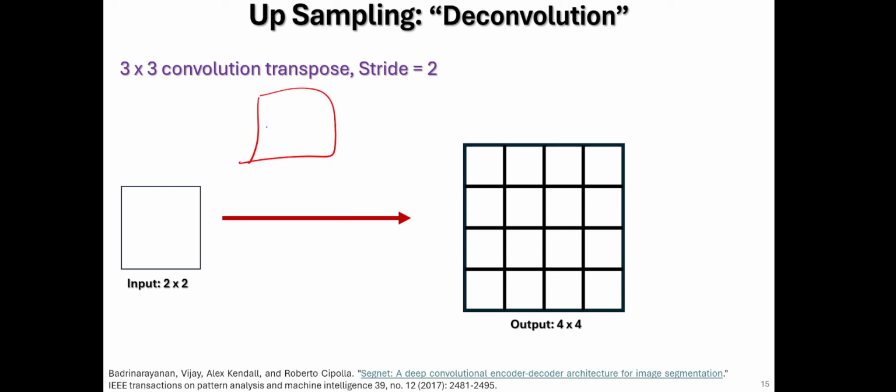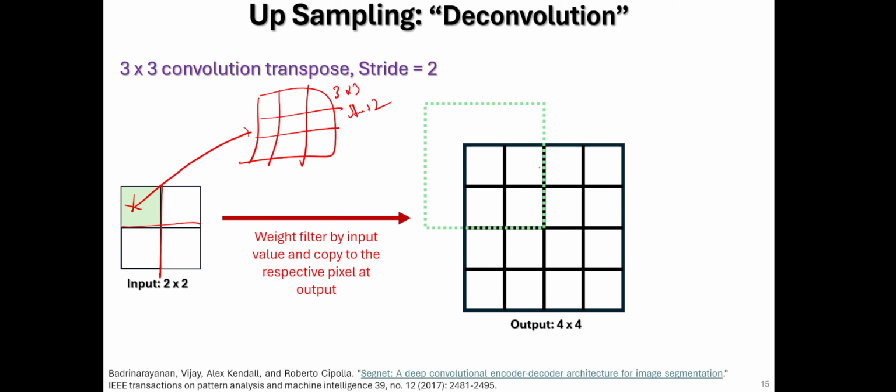So the kernel that I'm going to use is 3x3. Okay, so 3x3 kernel with the stride 2. What I'm going to do is, the first step is you take this 2x2. So this pixel, I'll multiply this particular pixel with each of these values. So I have 3x3 values there, and then I put that 3x3 values like this. Okay, so you weight this pixel with this kernel.